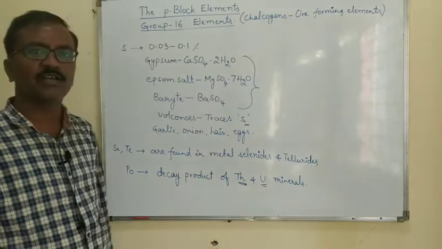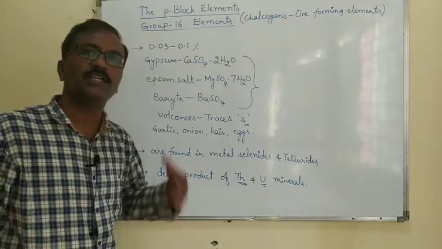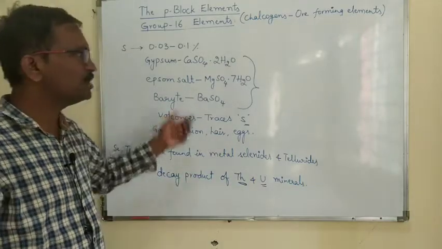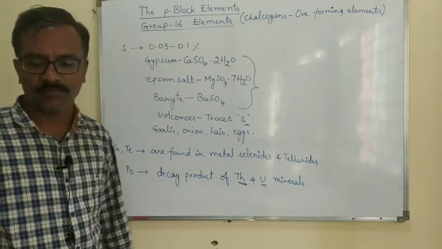This is the occurrence of oxygen. Occurrence means where it is available, right? These are the elements where they are available: oxygen, sulfur, selenium, tellurium and polonium.